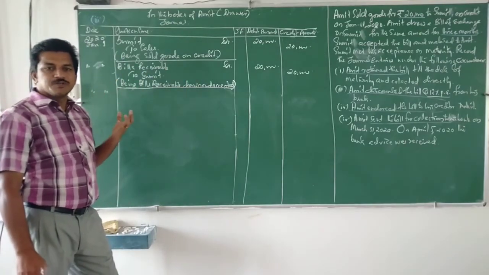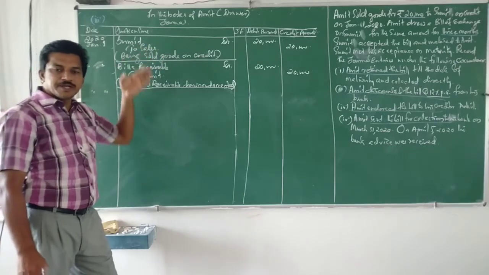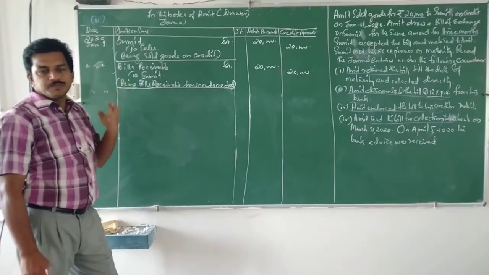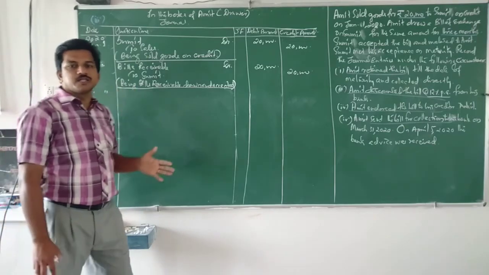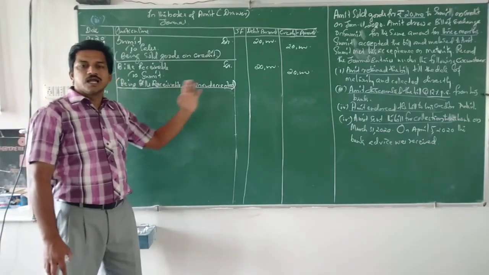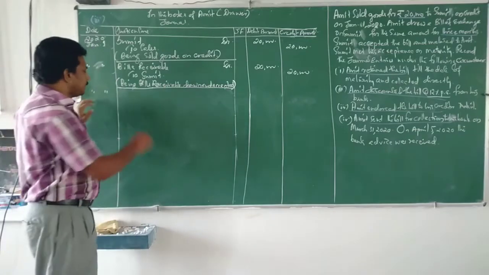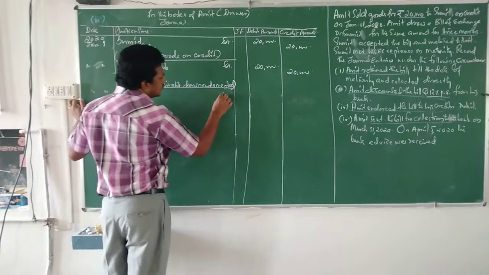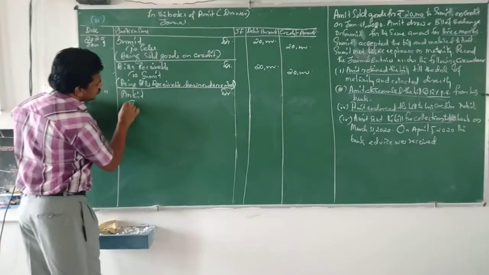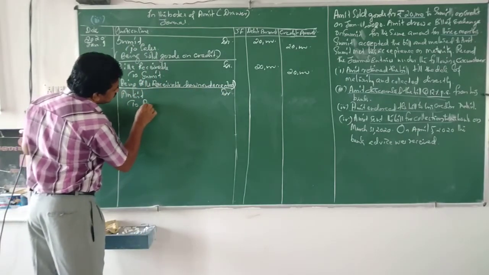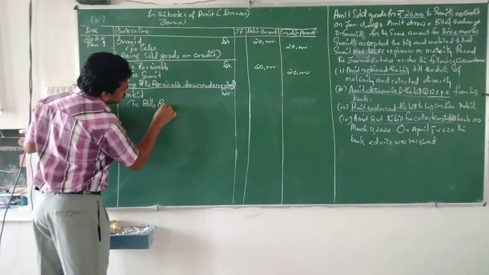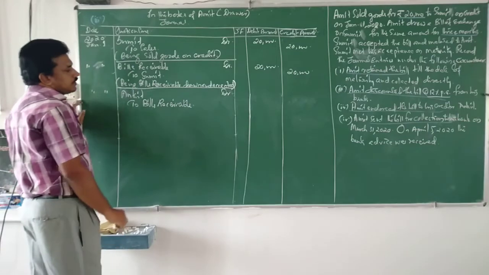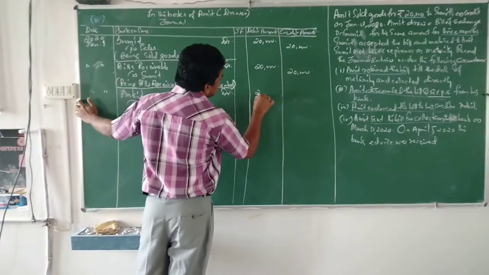When it was given to the bank, we wrote bank debtor, discount debtor to bills receivable. Now when it is given to Ankit, instead of bank we can write Ankit debtor to bills receivable. Amount is 20,000.